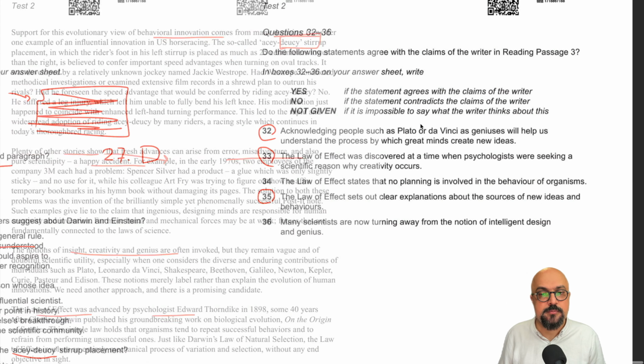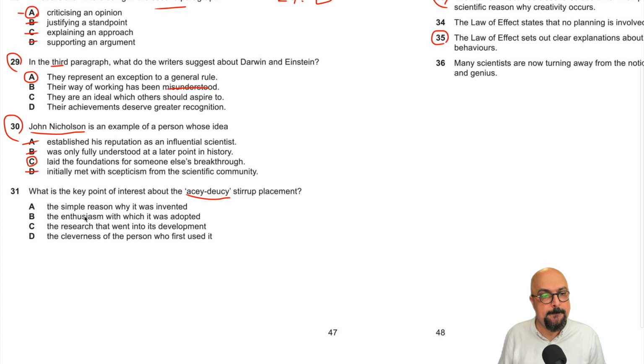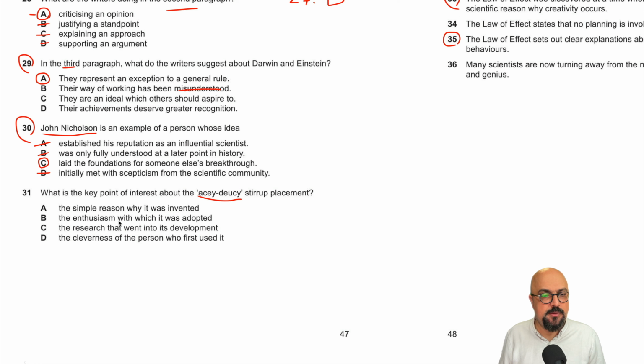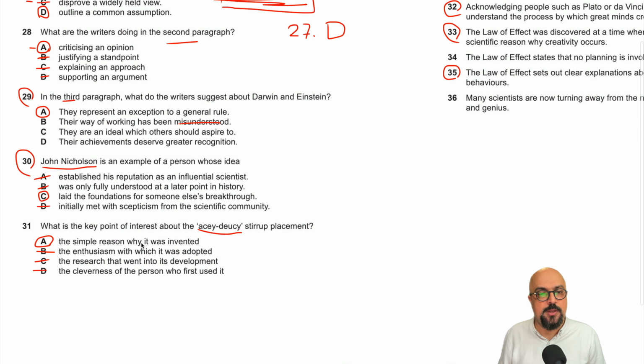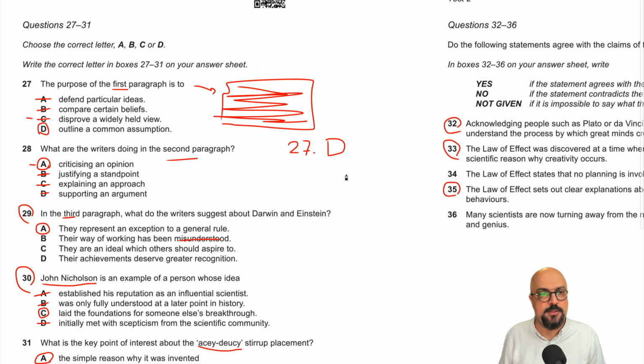Okay, so fine. It says the simple reason why it was invented. Maybe that's a possibility. The reason was luck, and it was a simple reason. The enthusiasm with which it was adopted? No, there was nothing about it. The research that went into it? There was no research about it. The cleverness of the person? No, it was not clever. He had a knee injury, had a problem with his leg, and that's why he came up with the idea. But accidentally, it led to better performance in horse racing. So, okay, fine. We got our answers in this question type.